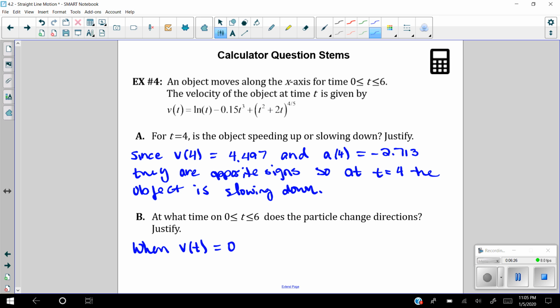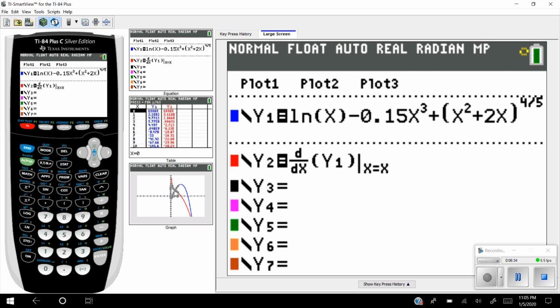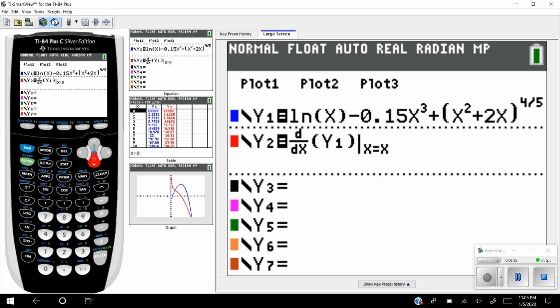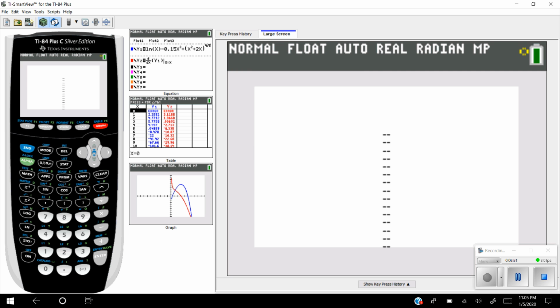So a couple different ways you can do that. I'm going to, again, use the graphing calculator. And since the velocity function is the y1, I'm going to graph that. So I'm going to actually highlight the equal sign for the second function, the acceleration function, because I'm not really interested in seeing that one. I really just want to see the velocity function. And I'm going to graph it.